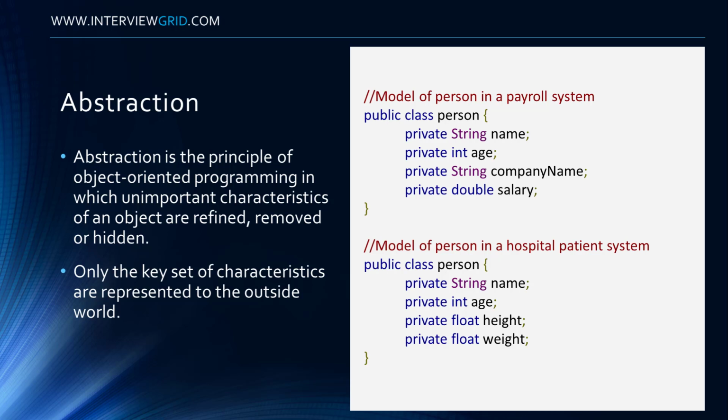For example, if we are modeling a person in a payroll system, we would capture and focus on the name, age, title, company and salary attributes. We would ignore other attributes such as weight, height etc. which are not relevant in this context. Whereas, if we are modeling a person in a hospital patient system, we would capture and focus on the name, age, height, weight etc. We would ignore attributes such as company and salary of the person.